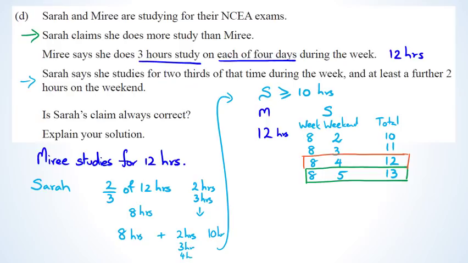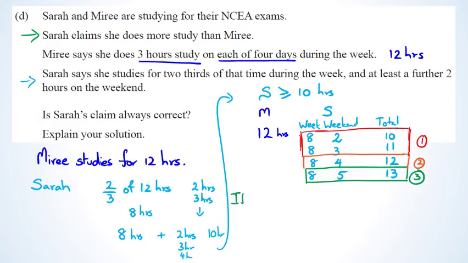But if Sarah studies for less than 4 hours in the weekend, that's the red box here we're looking at, she's actually not doing more study than Miri. She's actually doing less. So what we have here is 3 situations that can potentially happen. And what you need to do is basically write down the 3 situations and explain how this works.